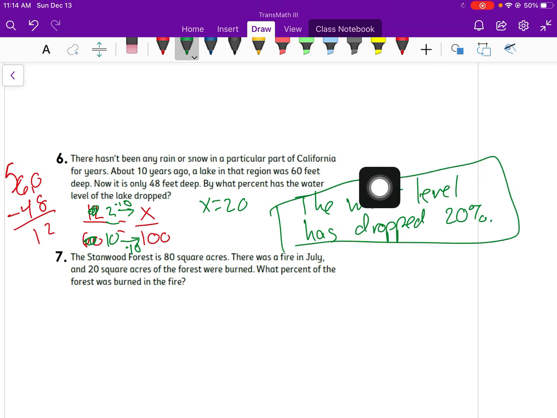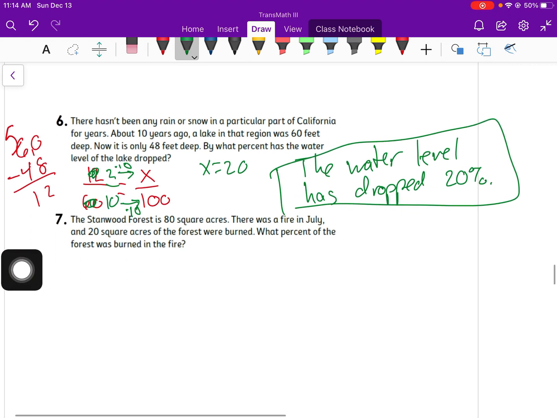Again, it's important to note what is being asked. It's what percent has the water level dropped. So I'm asking for the percent change. So make sure you use the change over the original.